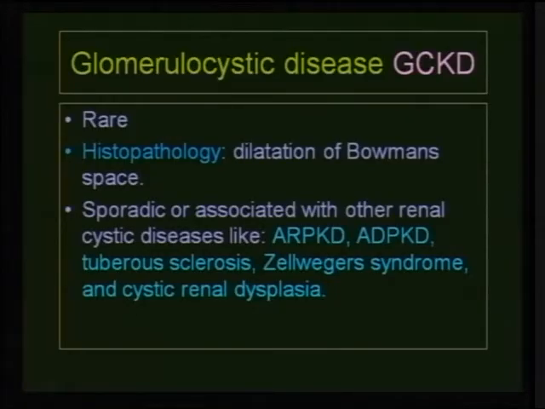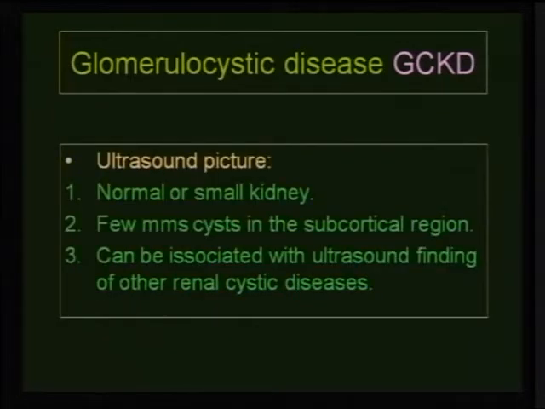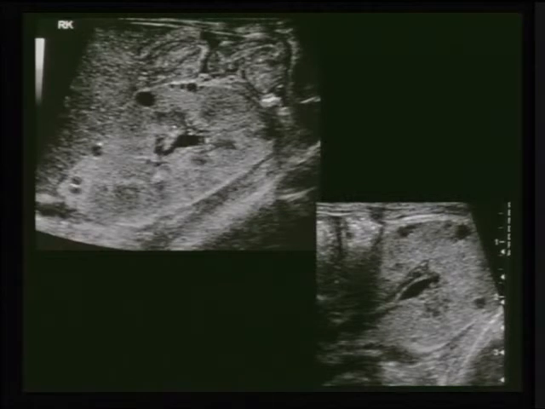Glomerular cystic disease. What does it mean? The dilatation of the Bowman capsule of the glomeruli is going to be ballooned and dilated. This is not a specific disease, but could be associated with all the other renal cystic diseases which we have spoken about. The ultrasound will show tiny cysts like blisters, coming from the surface of the kidneys. They are a few millimeters, and usually they are not associated with renal failure unless it is associated with other renal cystic disease.